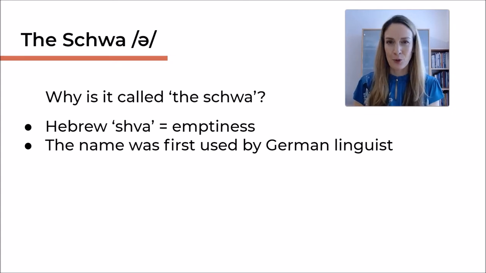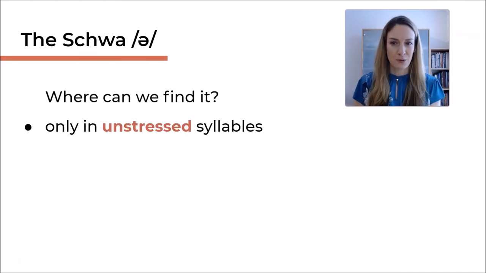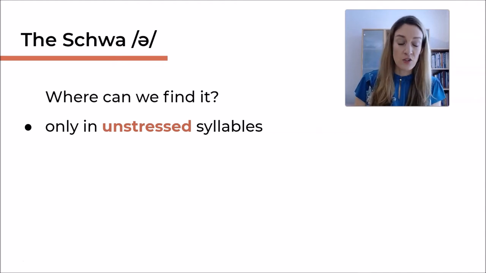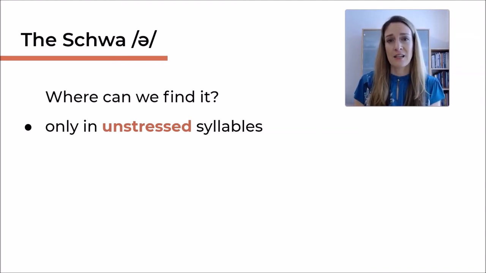And we'll hear a little bit more about this in another video, what happens with vowel reduction. But first of all, where can we find the schwa? Only in unstressed syllables, okay? So if the syllable is stressed, you know already the vowel sound in the syllable will not be a schwa, okay? Because the schwa can only be found in unstressed syllables. Remember, it is extremely short, this sound. It's not a long vowel sound, it's very short.